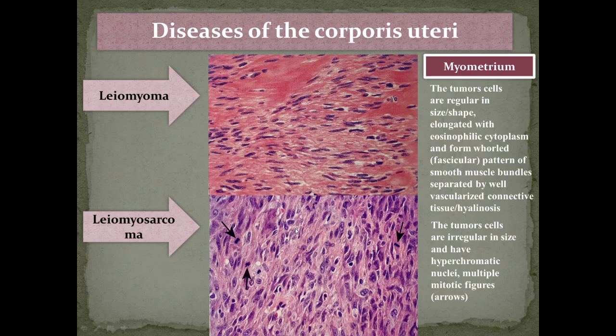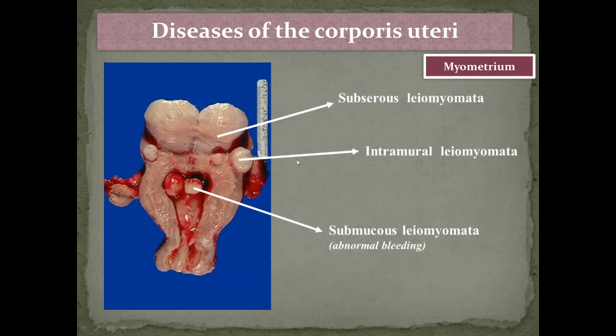Leiomyosarcoma oppositely. Cells are different in size, different in shape. There is mostly no connective tissue between them. It means hypercellularity, so increased cellularity. According to the location of the nodules, they are divided into 3 groups: subserous, intramural, and submucous. So subserous, when the nodule locates directly under the serous layer. Intramural means inside the myometrium, and submucous directly under the endometrium.